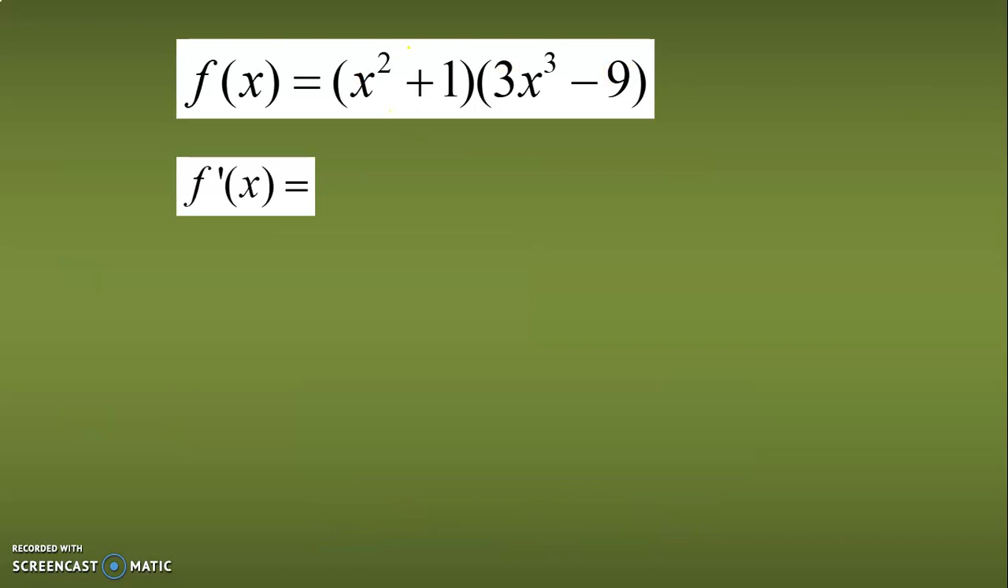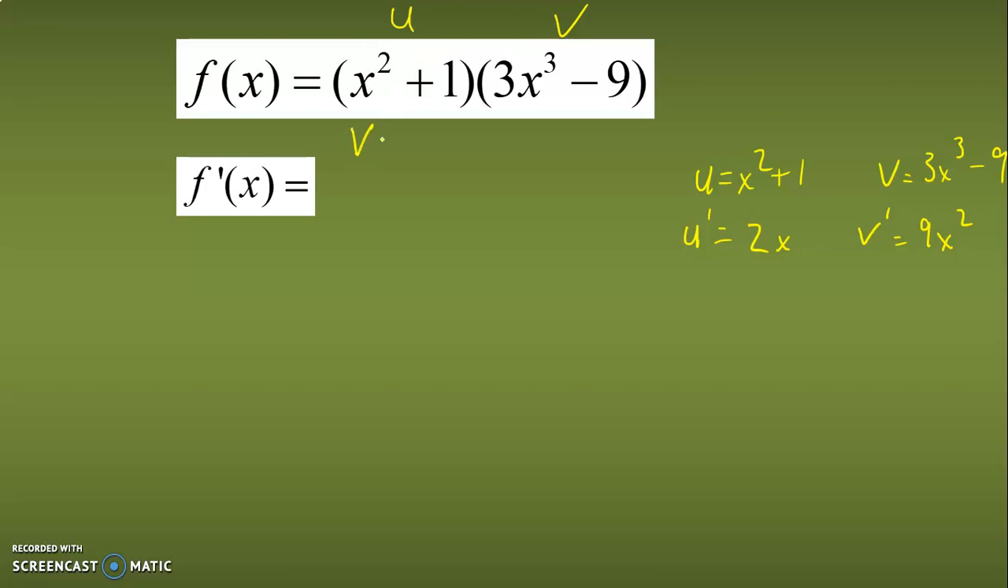So for example here, my u would be x squared plus 1. My v would be 3x cubed minus 9. So I would write these off to the side. U equals x squared plus 1. V equals 3x cubed minus 9. Find their derivatives before you plug anything in. So in this case, u prime is 2x plus 0. V prime would be 9x squared. Now that I have u prime, v, and v prime, now I'm going to use the product rule.